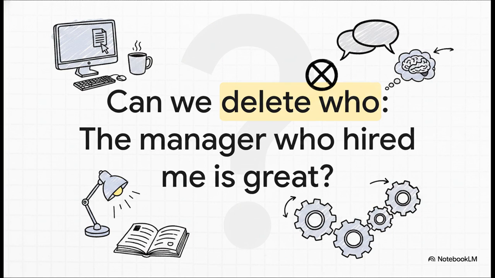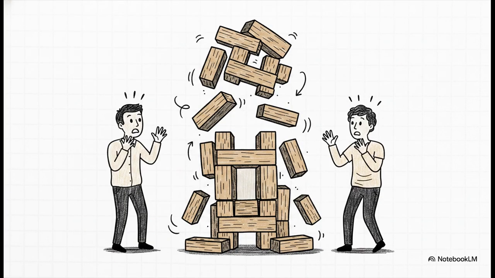"The manager who hired me is great." Look closely at the word following "who." Is it a new subject or is it a verb? Go ahead and make your choice. Can we delete "who"? No, you absolutely cannot delete it here. In this specific case, "who" is the subject performing the action of hiring. The very next word is the verb "hired." Because there's no new subject stepping in to take over, deleting "who" would leave you with "the manager hired me is great," which basically causes the entire sentence structure to just collapse.